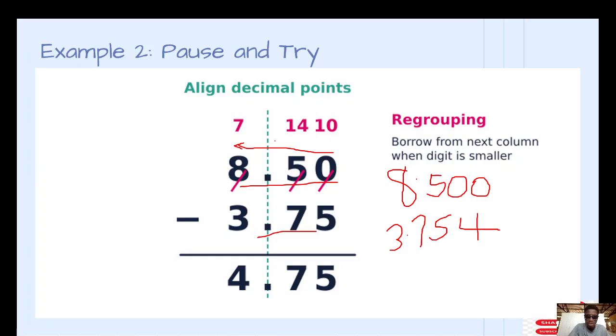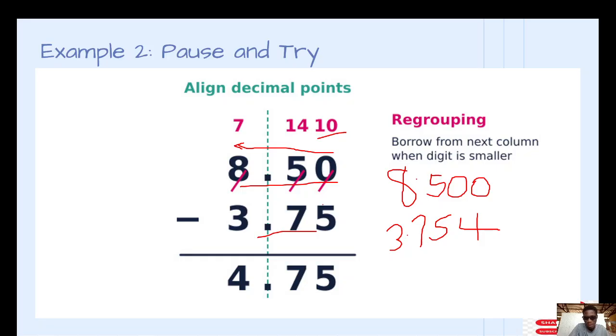You start from left to right. So now we have 0 minus 5. Remember, you cannot subtract 5 from 0. So what you need to do is to borrow 1 from the 5 and add it to the 0, giving you what? 10. So now you have 10.